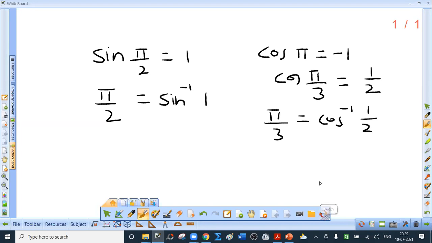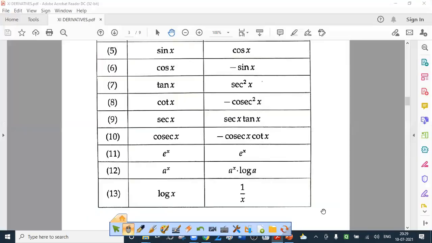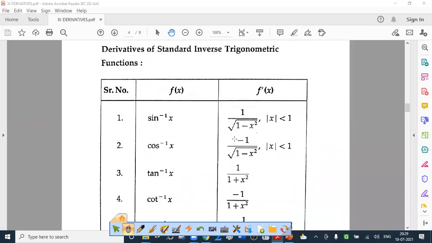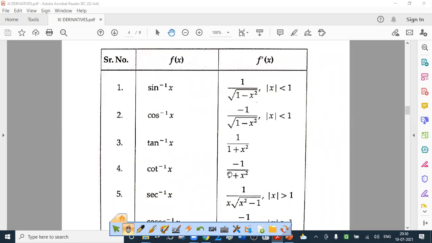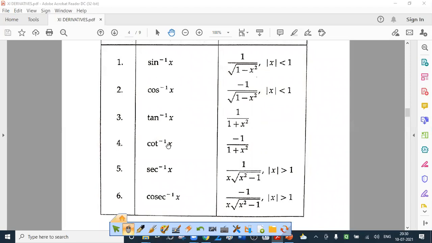I'm explaining this because in physics, you usually use sine inverse, tan inverse, etc. So this is the list of derivatives of standard inverse trigonometric functions. I think you should remember result number 1 and 3. What is derivative of sine inverse x? 1 upon root of 1 minus x square. And what is derivative of tan inverse x? It is 1 upon 1 plus x square. I have mentioned all the 6, but you need not remember.